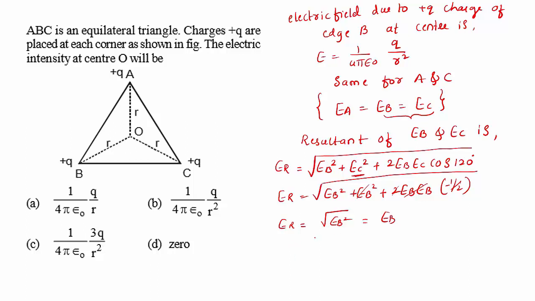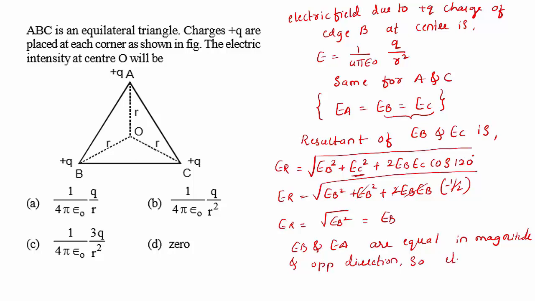See here, we got this for EB and EC. Similarly for EB and EA, they are also equal in magnitude and opposite in direction. So what happens? Electric field at the central point O is 0, right? So electric intensity at the center O is 0 because they are equal in magnitude and opposite in direction.